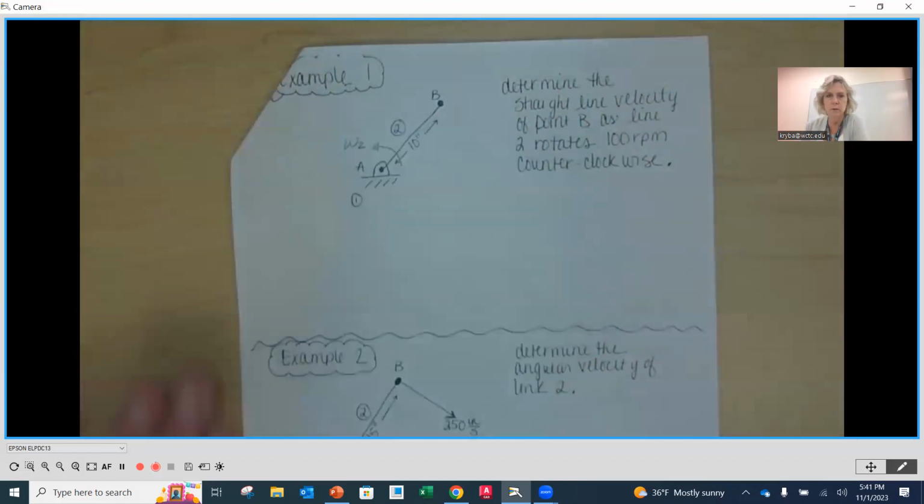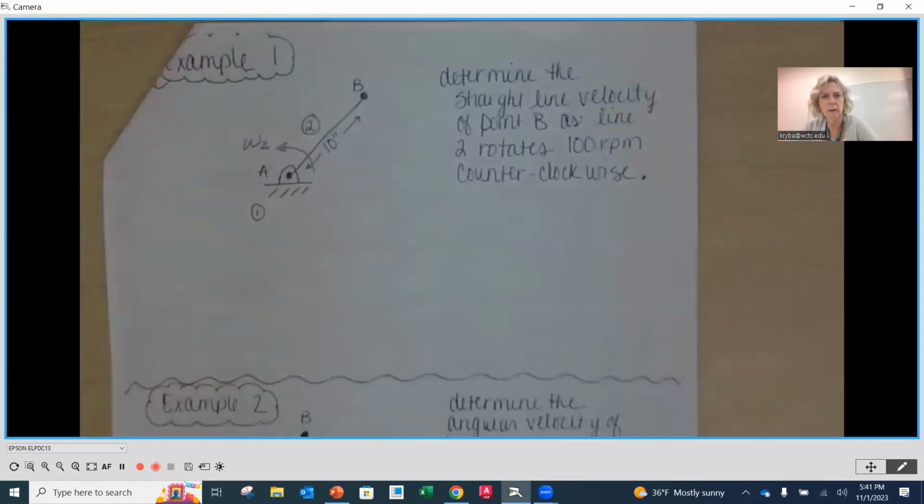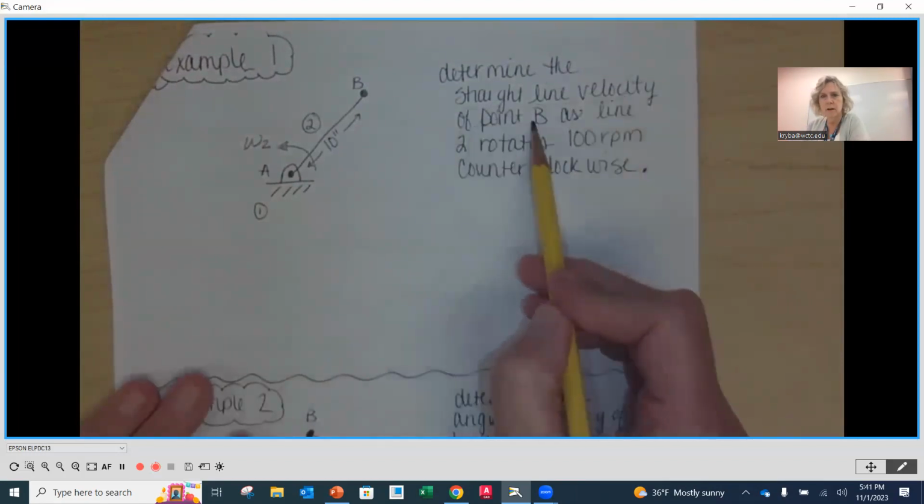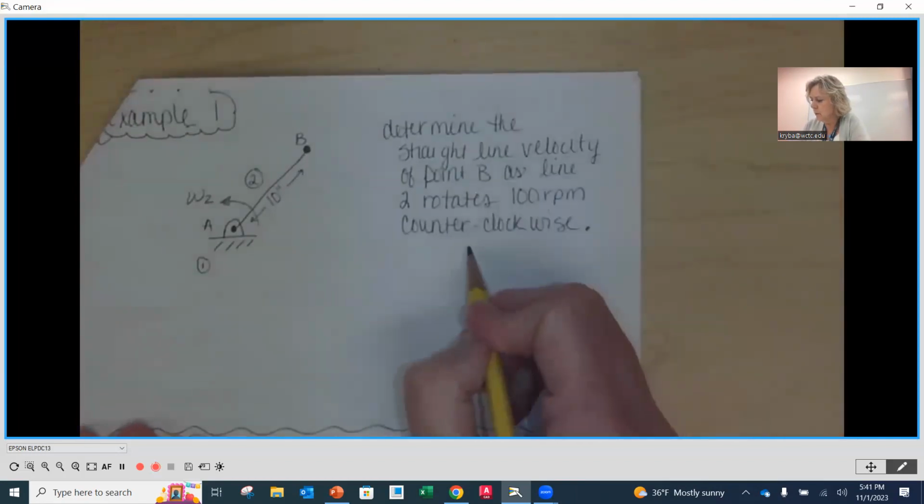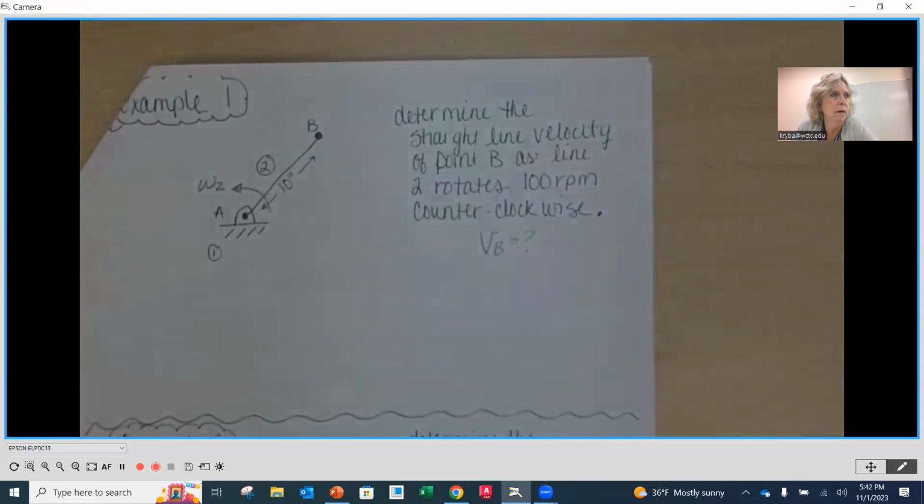So this is going to be our W2. That's going to be our angular velocity of that link. So the entire link is going to be rotating counterclockwise. And we want to determine the straight line velocity of B, which is, we want to know what is VB, right? We're going to calculate that.